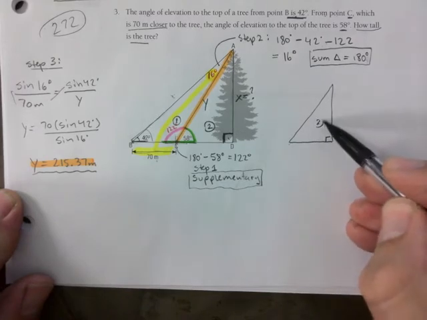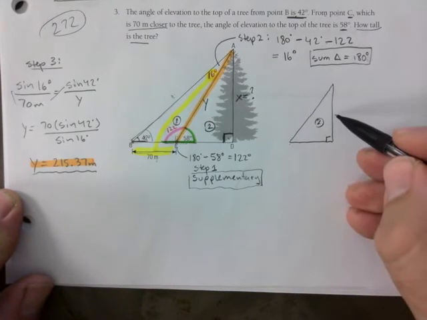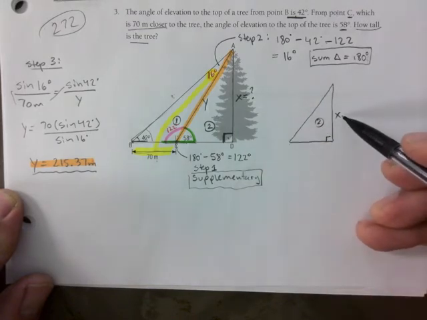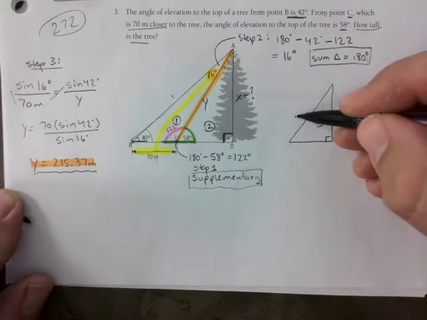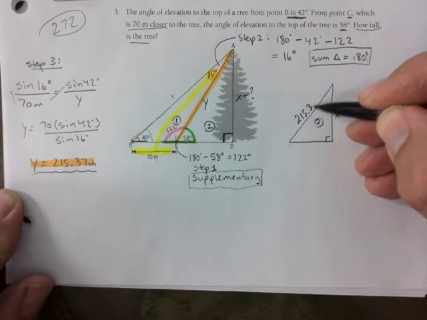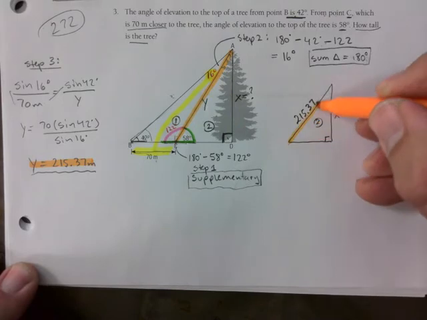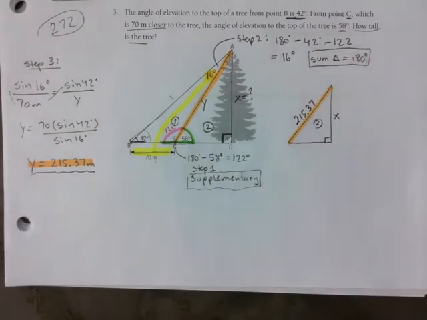This is triangle number 2. This one here is cut out. X is what I'm trying to find. I just found that this is 215.37. Highlighter. Okay.